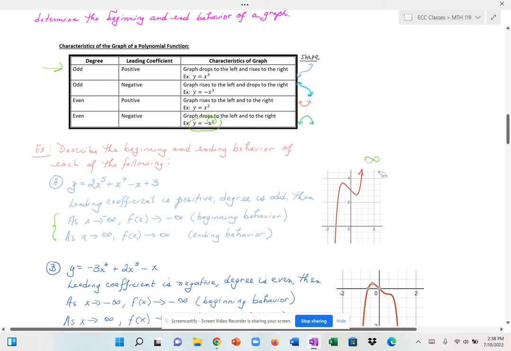And because I graphed it, you can also see that there is a maximum point here and a minimum point here. Without the graph, you would have been able to answer the same questions about beginning and ending behavior just by using the table above.